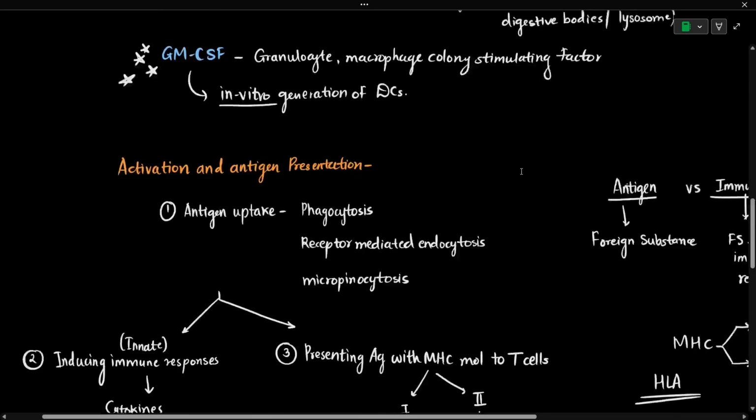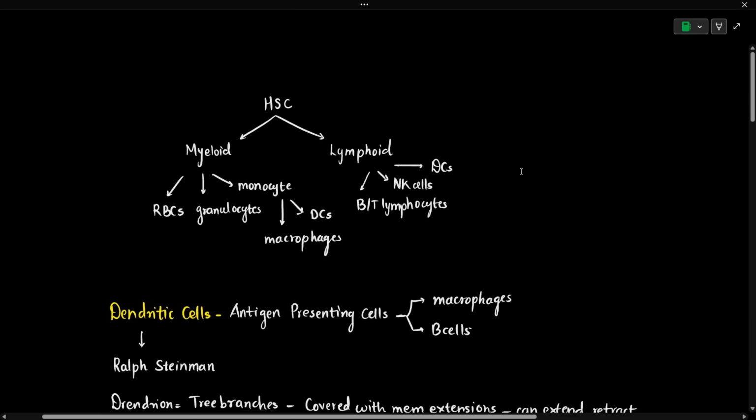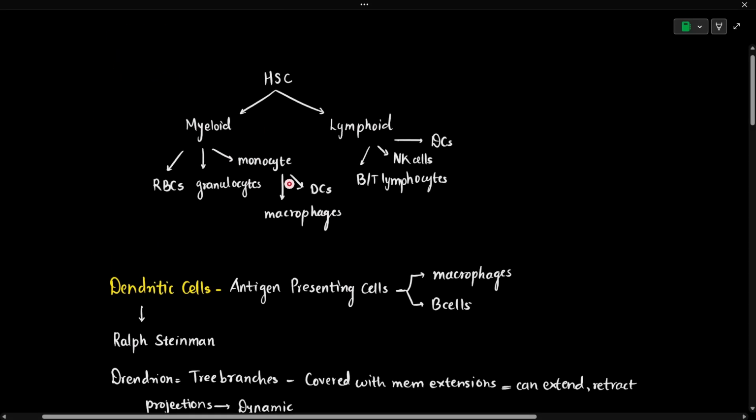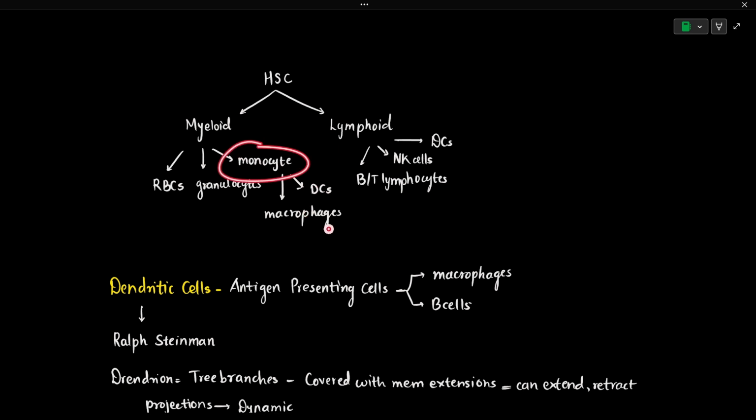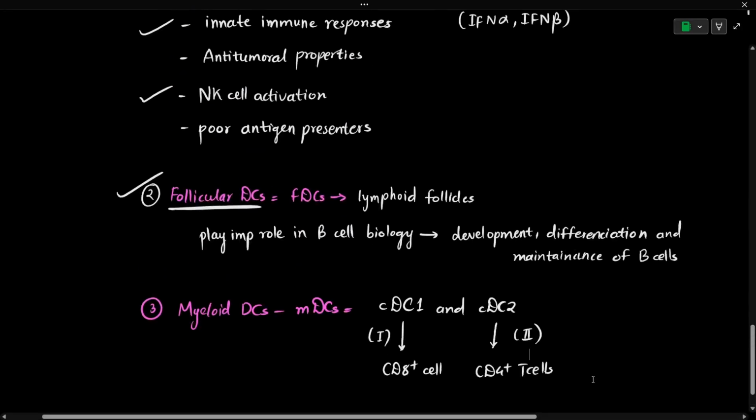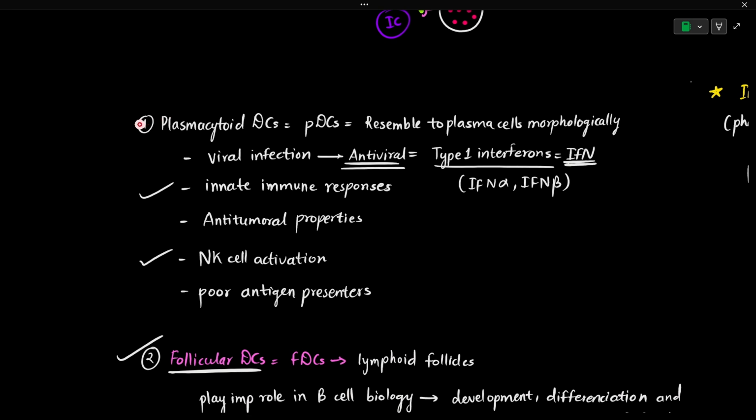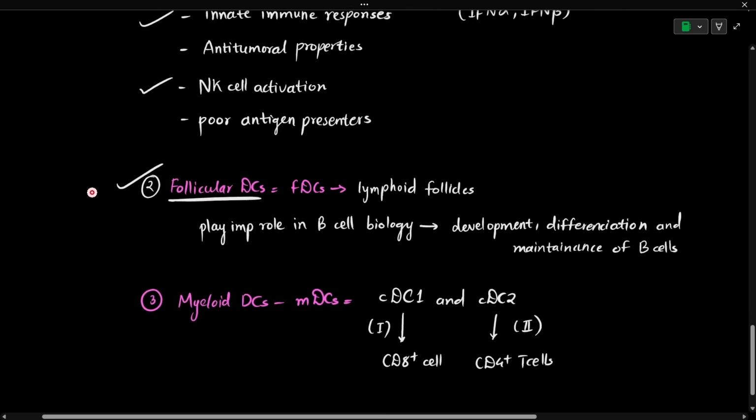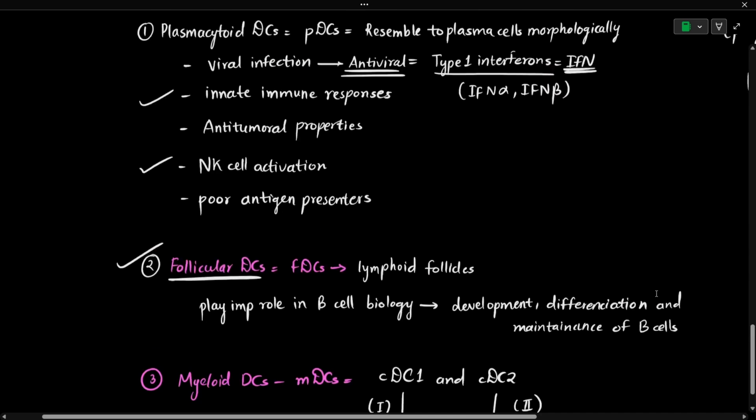Then there is another type of dendritic cells which differentiate from the monocytes. You remember when we discussed hematopoiesis, the granulocyte monocyte progenitor gives rise to monocytes, and those monocytes can give rise to macrophages, but they can also give rise to the dendritic cells. So there exists a different type of dendritic cells, which are monocyte derived dendritic cells. So these are the four different types: the plasmacytoid dendritic cells, the follicular dendritic cells, the myeloid dendritic cells, and the monocyte derived dendritic cells.